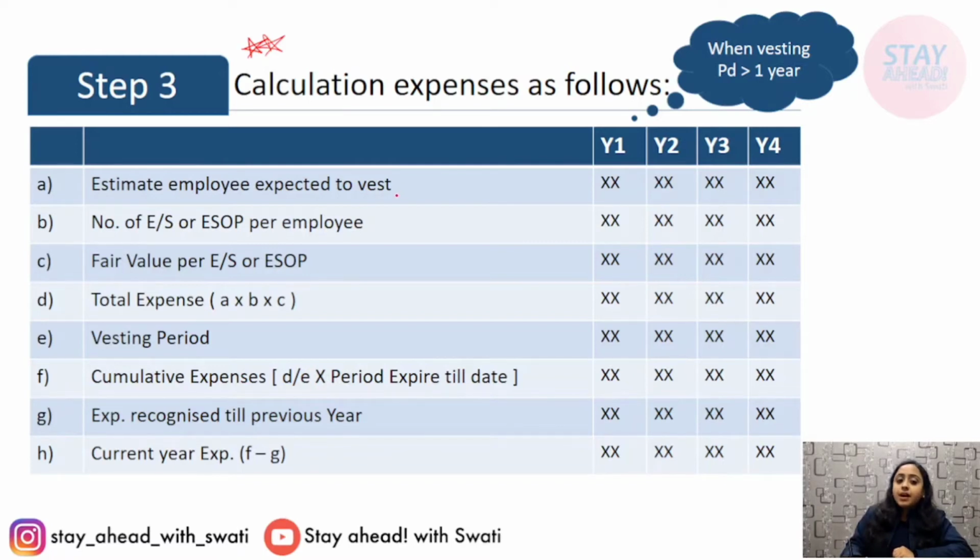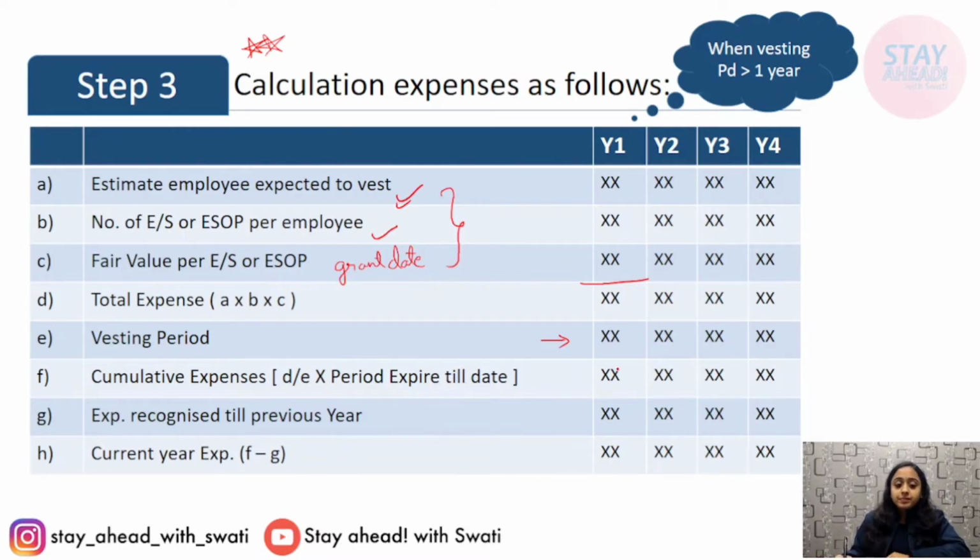See, first comes the number of employees. Then the number of shares that will be allotted per employee, then the fair value at the grant date. Okay, it is taken at the grant date. When you multiply these three, you get the total expense. Then comes the vesting period. It can be variable, it can be fixed, but we are talking about the total vesting period, the period during which the conditions will be fulfilled.